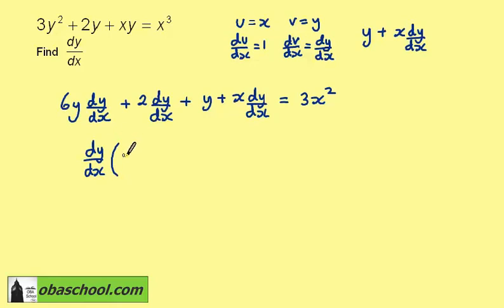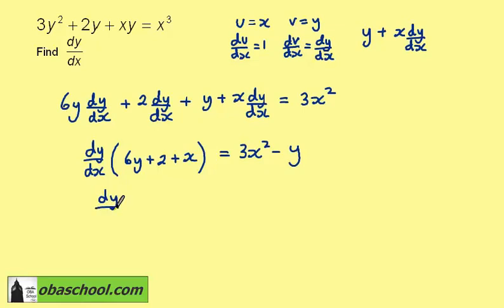We have a 6y times dy/dx, we have a 2 times dy/dx, and we have an x times dy/dx. The 3x squared term is on the other side, and the y was on the same side as the dy/dx terms, but we can subtract y from both sides, moving it to the right.